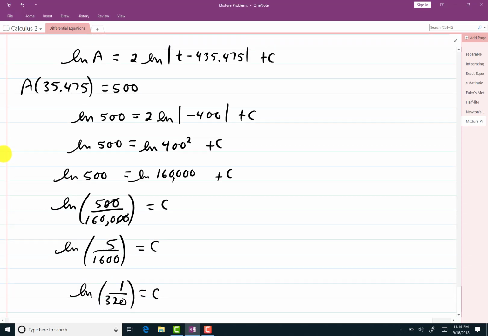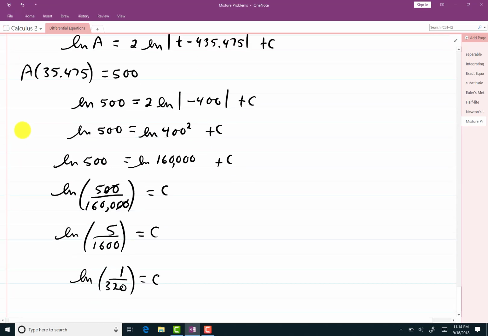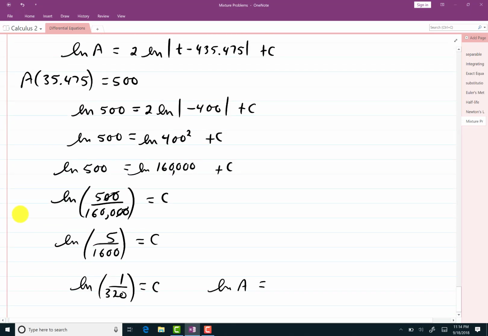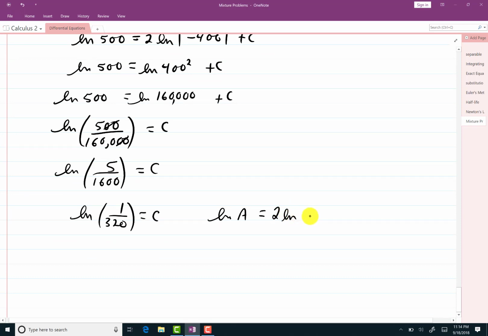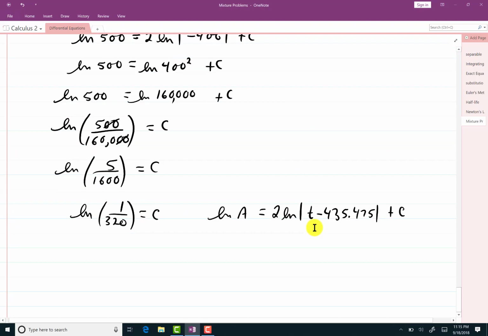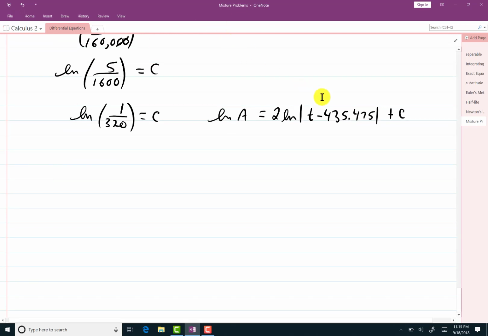Now let me go back to the equation that I was setting up, and here it is over here. So I'll have ln of A equals 2 ln of T minus 435.475 plus C. I'm going to leave that there for just a minute. Now I'm going to square this part over here, which means I'll be able to drop the absolute value. So I'll get ln of A equals ln of T minus 435.475 squared plus C.